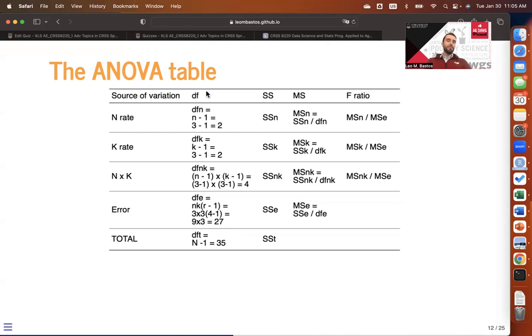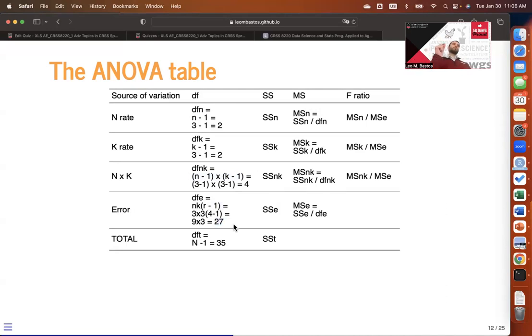Then we look at degrees of freedom. The way they're calculated is, if you remember, lowercase n in this case is the number of levels in nitrogen. So 3 minus 1, this is the formula. We apply 3 minus 1, and we get 2 degrees of freedom for nitrogen. Same thing for potassium. Whenever we have interactions, it's this formula here, so we do this calculation for one of the factors times the other. In this case, we would have 4 degrees of freedom in our interaction. And then the error follows this formula, where N and K are 3 and 3, R is 4 because that's the number of reps, and we end up with 27.